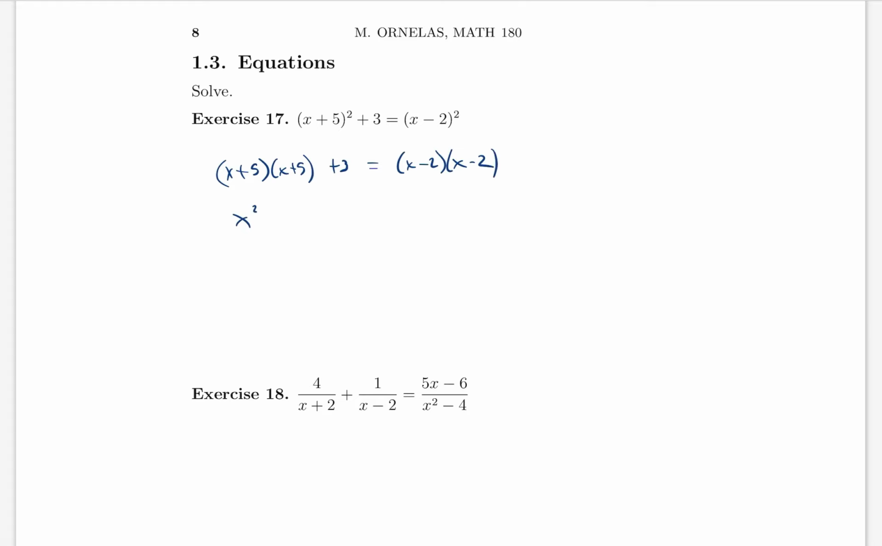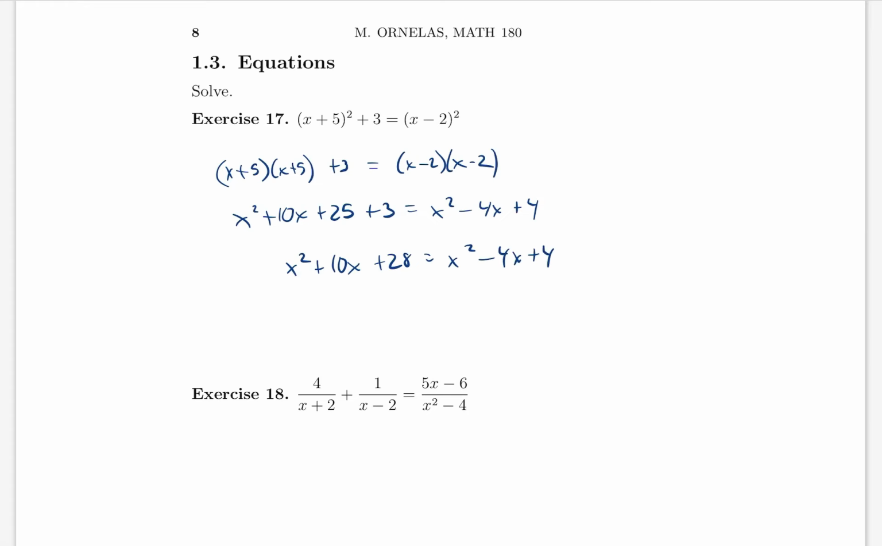If you expand this, you're going to get x squared plus 10x plus 25 plus 3. This is going to be x squared minus 4x plus 4. Then you could just combine like terms. Notice at the left side, you're going to get x squared plus 10x plus 28. The right side stays the same.